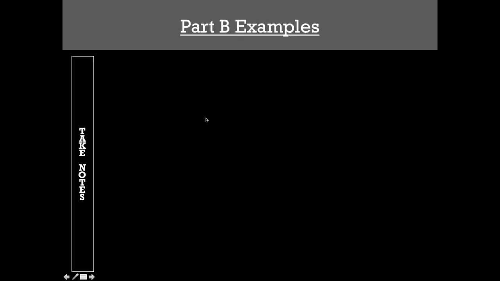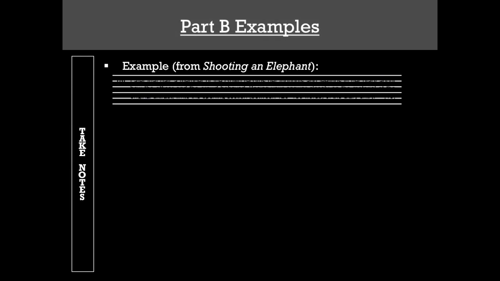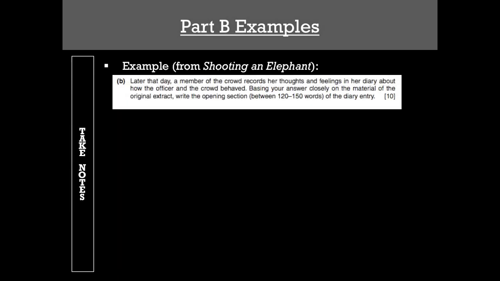Let me just show you some examples of Part B, the kinds of questions that they ask. This one is from Shooting an Elephant. It says, later that day, a member of the crowd records her thoughts and feelings in her diary about how the officer and the crowd behaved. Basing your answer closely on the material of the original, write the opening section of a diary entry.